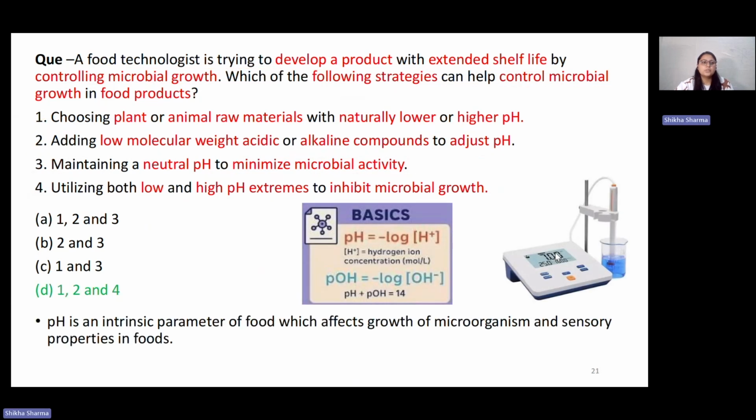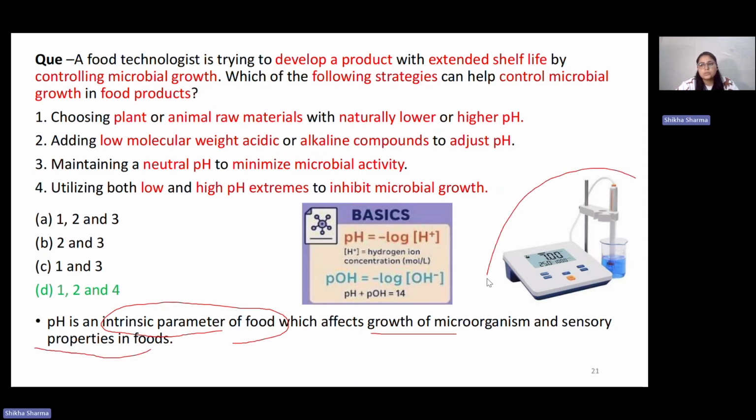Okay, let's see the solution. So here statements 1, 2, and 4 are correct basically. So let's talk about the pH. This pH is basically an intrinsic parameter of the food product, so it is going to affect the growth of the microorganisms and also the sensory properties in the food products.